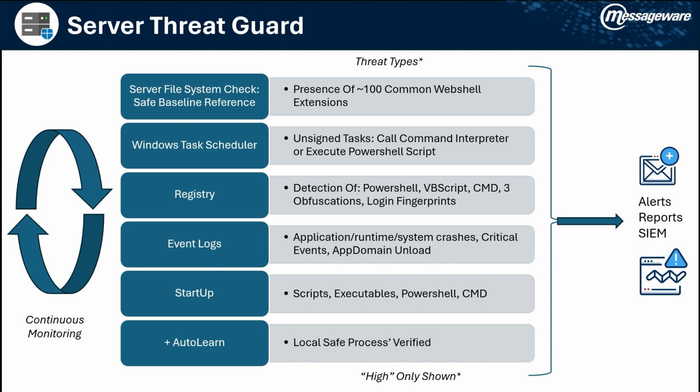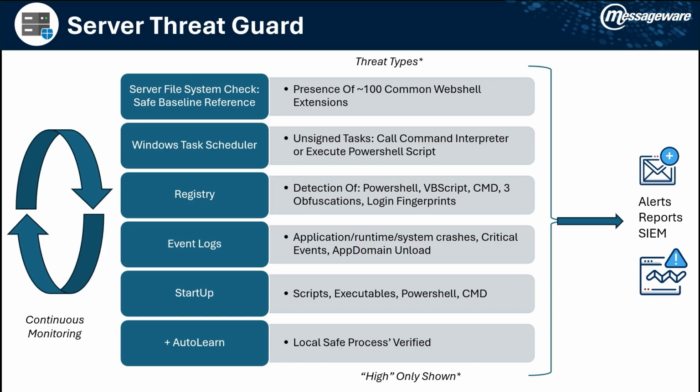We also check the Windows Task Scheduler, the registry, the event logs, and the startup folders. We have a list of identified potential threats shown on the right. There are others, but the most critical security alerts are outlined here. STG alerts based upon all these criteria, with the intention of identifying critical threats and minimizing alert noise.